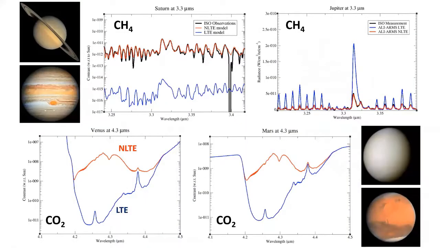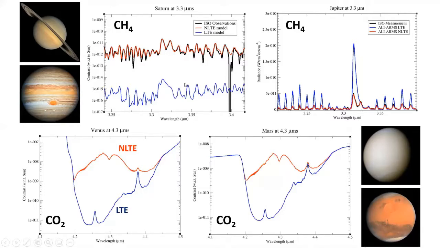And this is not only seen on Earth, but around the solar system. As I show here, the non-LTE versus LTE radiances, now these are from a nadir geometry in all four cases, looking straight down at the planet, for Saturn, Jupiter, Venus, and Mars. Saturn and Jupiter show the methane 3.3 micron band, while Venus and Mars show the CO2 4.3 micron band.